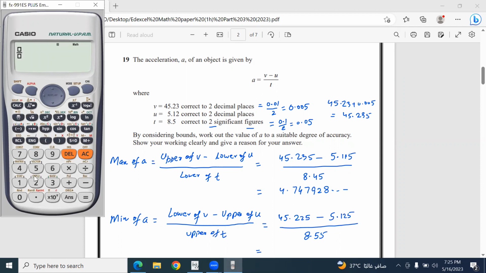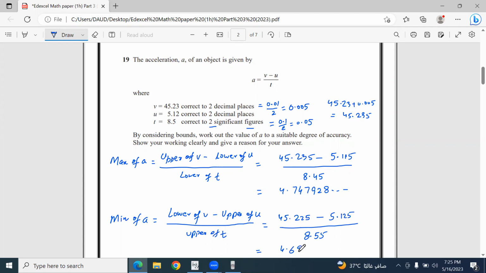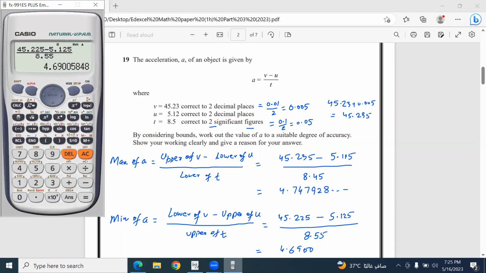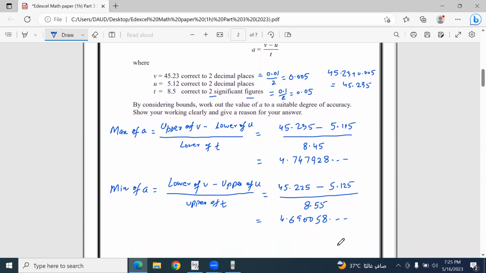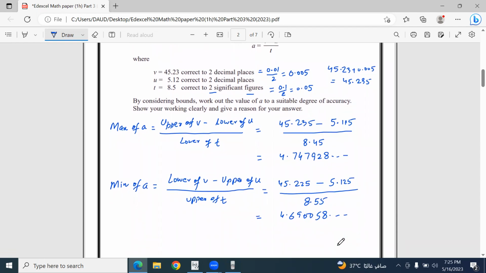So here we have 45.225 minus 5.125 divided by 8.55, that gives us 4.69, 4.690058 and so on. Okay, 58 and so on. So I write almost all values of maximum and minimum, and at the end we can say that the suitable value of a is between maximum and minimum.